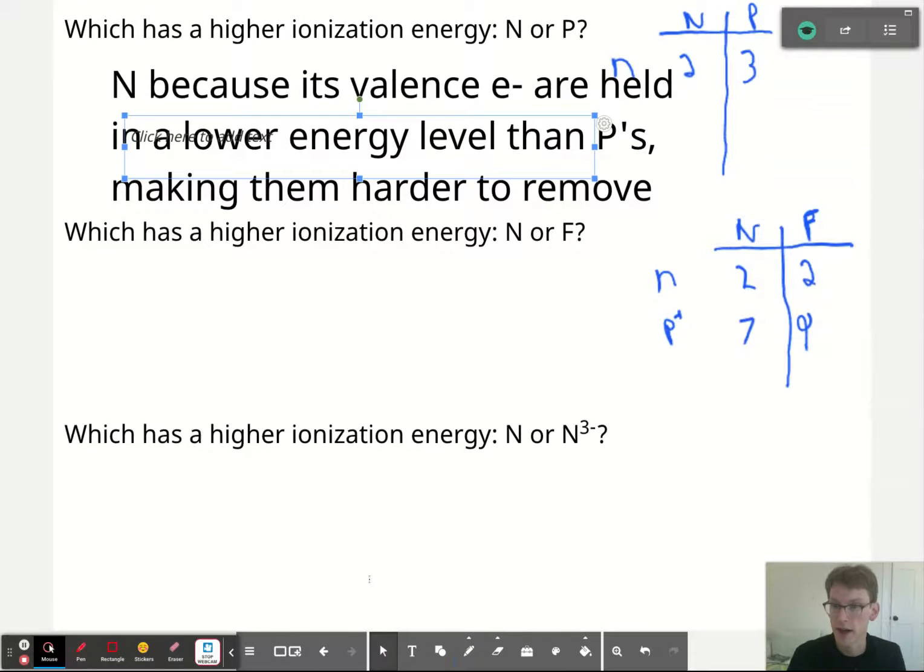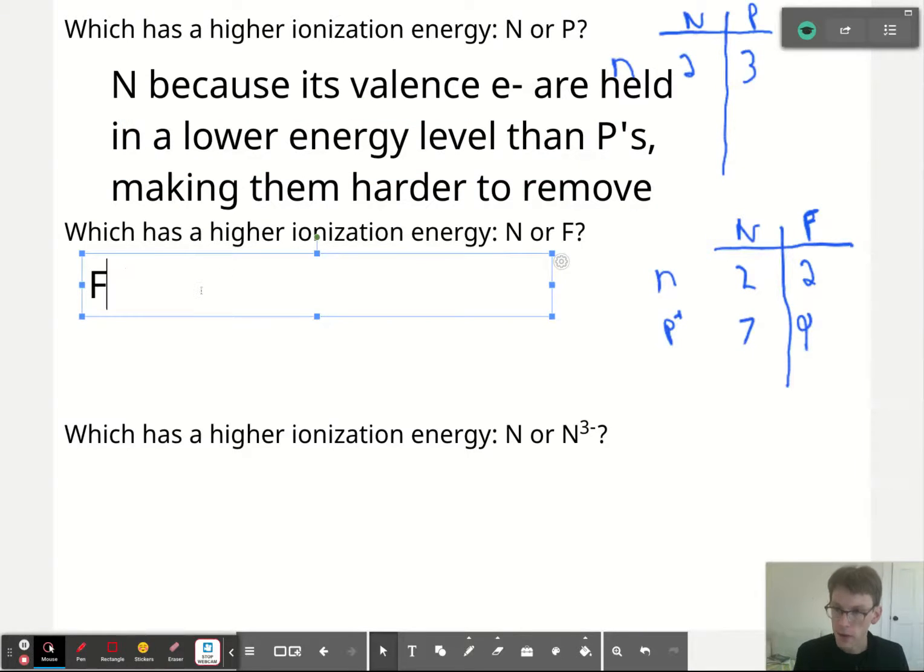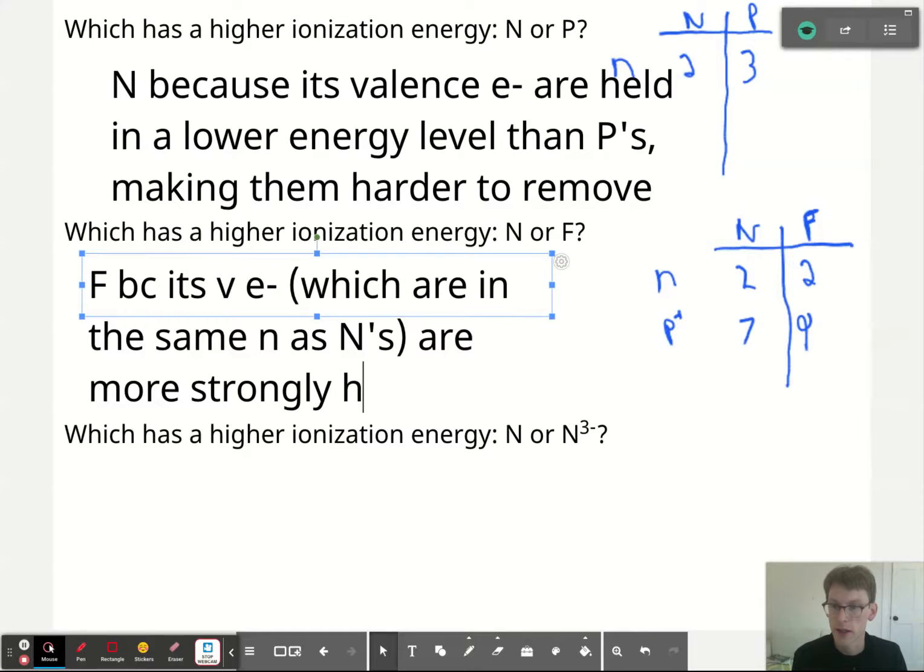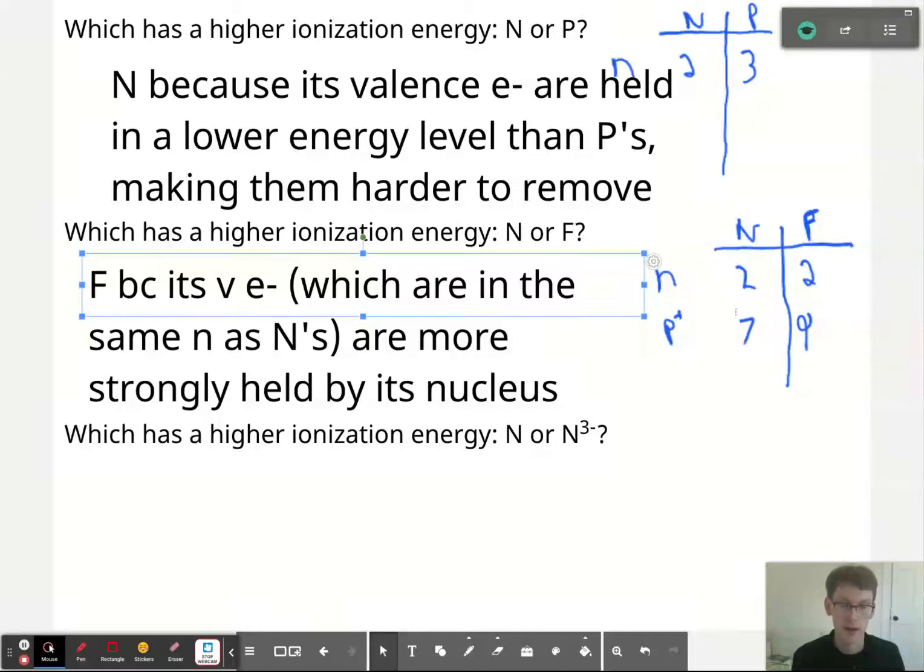So what we can say is that fluorine has a higher ionization energy because its valence electrons, which are in the same energy level, I'm abbreviating as n, as nitrogen's, are more strongly held by its nucleus, which has more protons. And that's indicated in this T-chart right here.